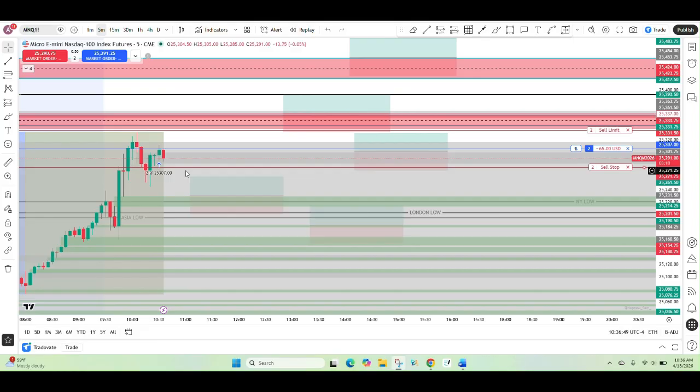I usually don't like to take fair value gaps that are newly formed. That's why I initially said I was only going to do 1 contract if anything. Oh man, it's not looking good, guys.